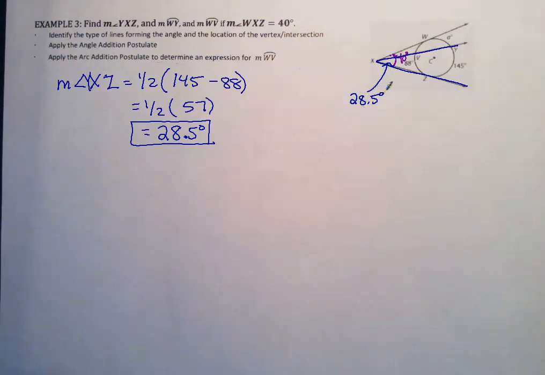So here's a question. From that, could you figure out this other little angle? Yes, 11.5. How'd you get it? Because the whole thing is 40, so you do 40 minus 28.5 and you get 11.5. Okay. So that might be helpful too to know, like this one's 11.5. So we've got the first one done.